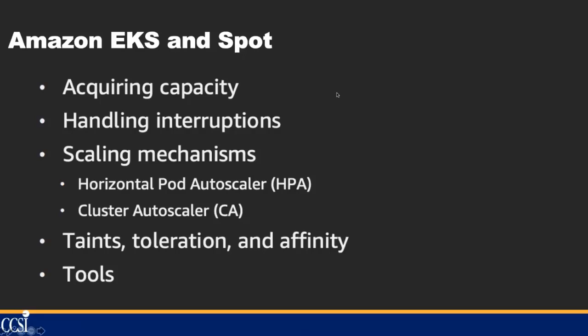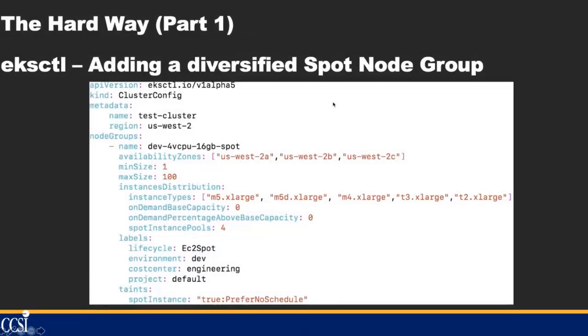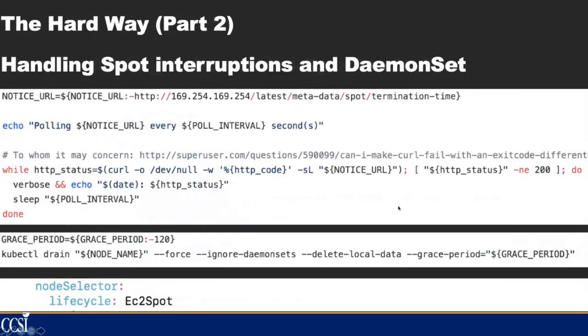And you need some basic tooling. There's a hard way of doing it, which is, I guess, the traditional way. It's a multi-step process, but this will get the job done. You can use something like eksctl and add a diversified Spot node group. So for this, you're looking at something in US West in 2 availability zones with a bunch of different machine types that are possible. You need to be able to handle interruptions.